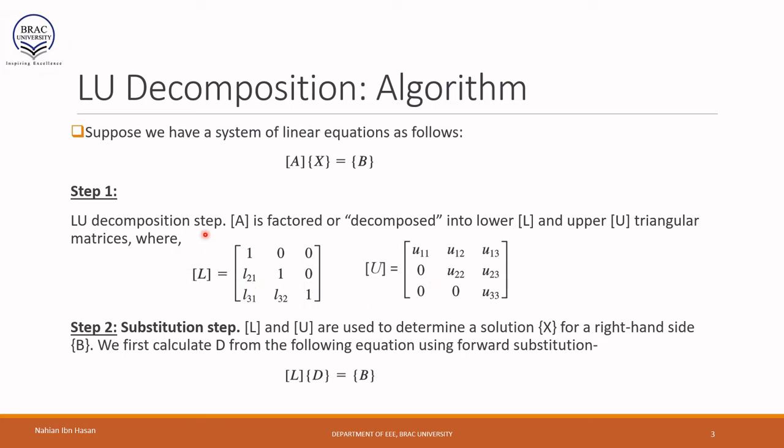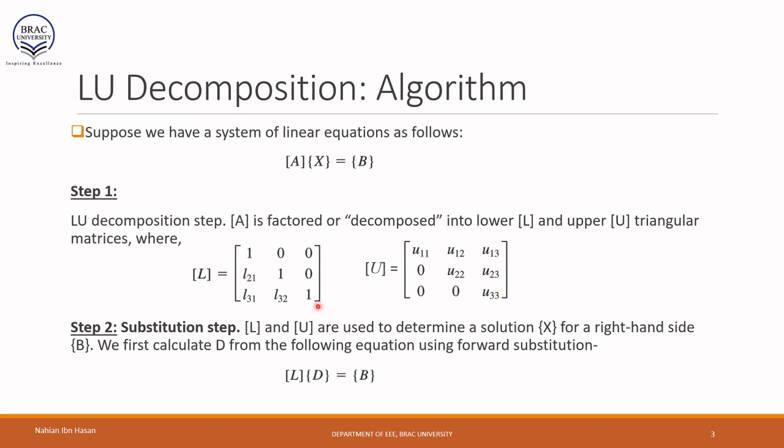Look at this, the lower triangular matrix is very specific. The diagonal elements are 1, and we have to find these off-diagonal lower elements. That's the purpose of finding the L matrix. On the other hand, the U matrix is also very straightforward: the elements below the diagonal are 0, and we have only the upper triangular elements. So we have to find these terms, L21, L31, L32, and in the upper triangular matrix the U terms. That's the main purpose.